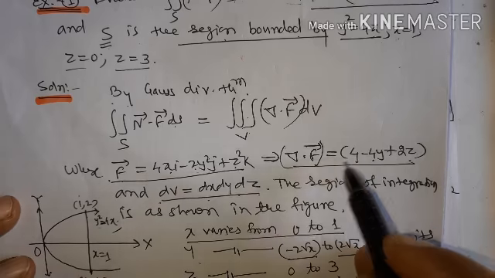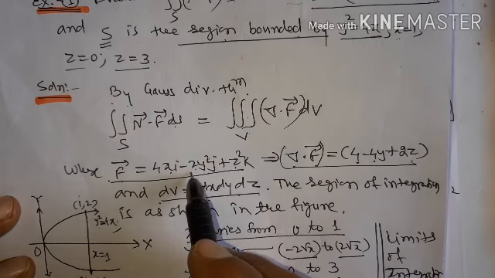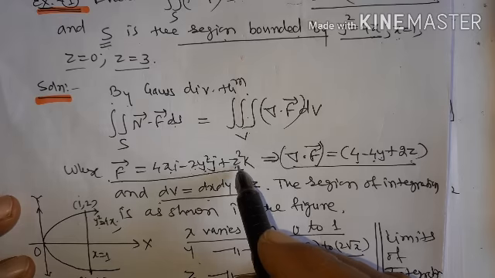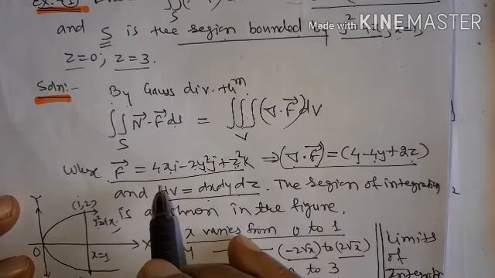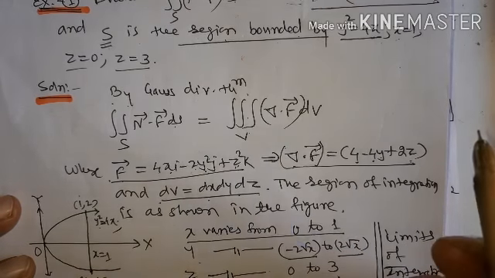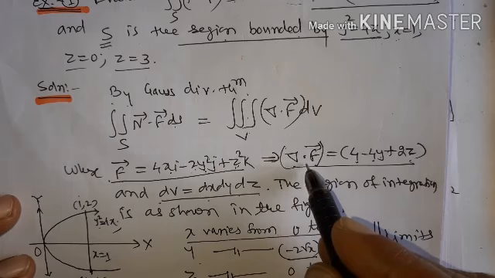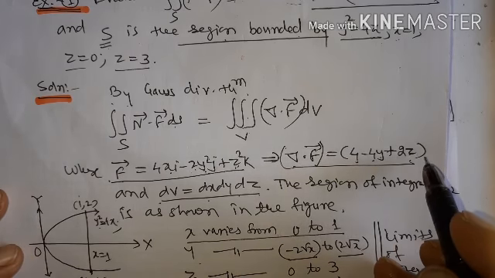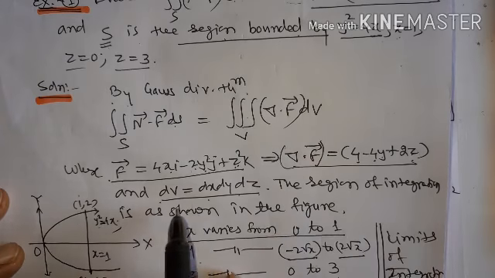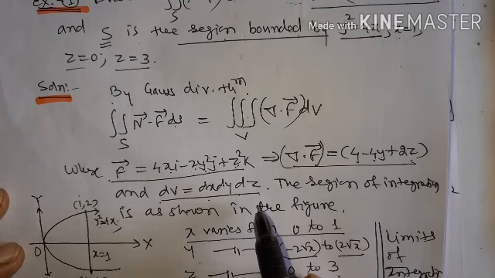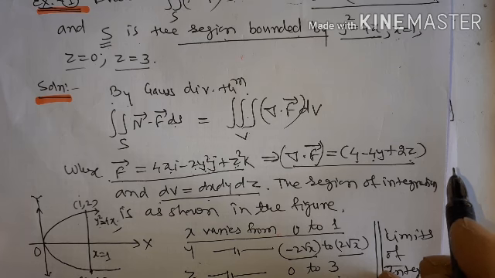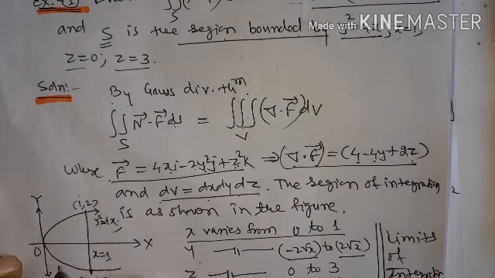So if I take the divergence of f bar, that means the partial derivative of the 4x term with respect to x, it is 4. Then the derivative of the term 2y square with respect to y is 4y, and the derivative of z square is 2z. i dot i is 1, j dot j is 1, k dot k is 1. So we get divergence of f bar equal to 4 minus 4y plus 2z. And dv is dx dy dz.